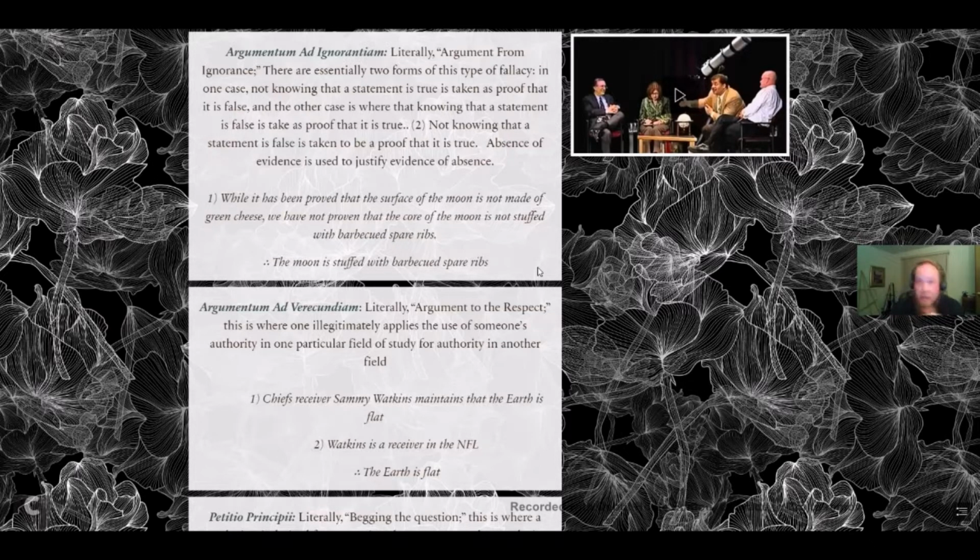So consider this example that I have here. While it has been proved that the surface of the moon is not made of green cheese, we have not proven that the core of the moon is not stuffed with barbecued spare ribs. Therefore, hey, the moon is stuffed with barbecued spare ribs. And if you're like, that's ridiculous, well, you can't disprove it. How do you know they're not there? Argument from ignorance. That's the fallacy.